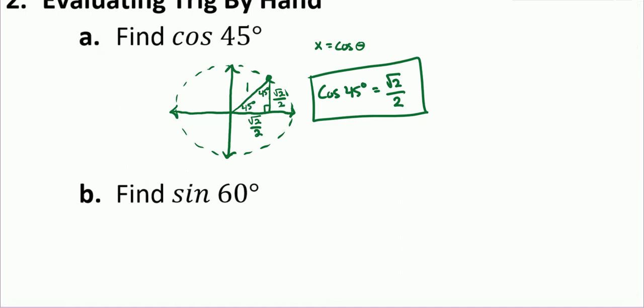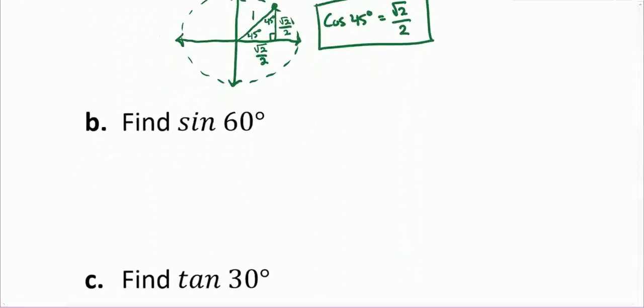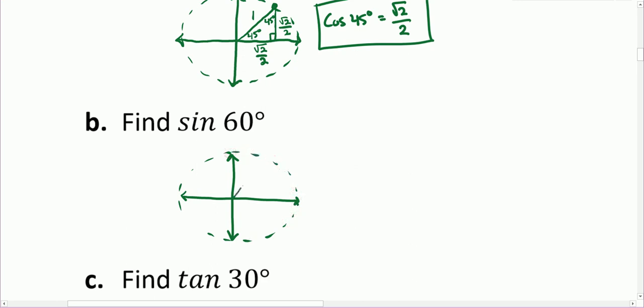Finding the sine of 60 degrees, I'm going to set up something similar here. Unit circle, 60-degree angle in first quadrant. Drop an altitude for a right triangle. It's a 30, 60, 90 with a hypotenuse of 1. So the side opposite from 30 is 1/2. The side length opposite from 60 is root 3 over 2.